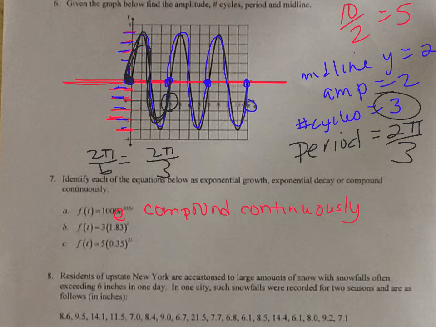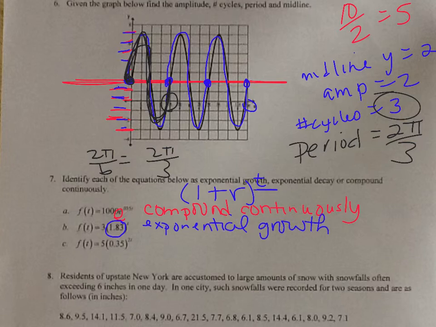7 is a growth. And the reason why I know it's growth is because I have a number inside there that's greater than 1. Because remember, growth is 1 plus the rate, raised to the t power. And so this is exponential growth.